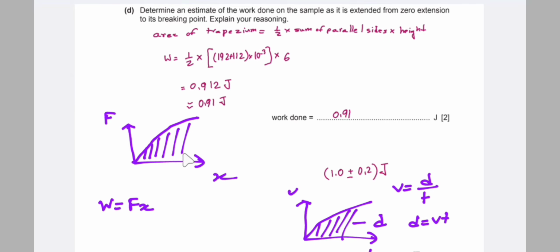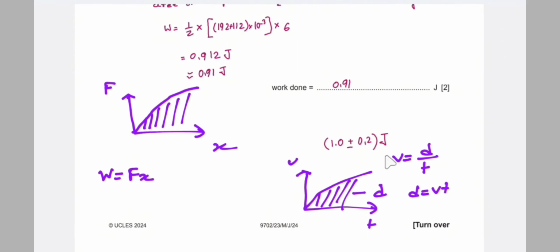For the force extension graph, first of all, for a velocity time graph, we know that the area under the velocity time graph is the displacement. Velocity is equal to displacement by time, so displacement is equal to velocity into time. Similarly, we know that work done is equal to force into distance, and the distance is the extension. That is force and extension, similarly velocity and time.